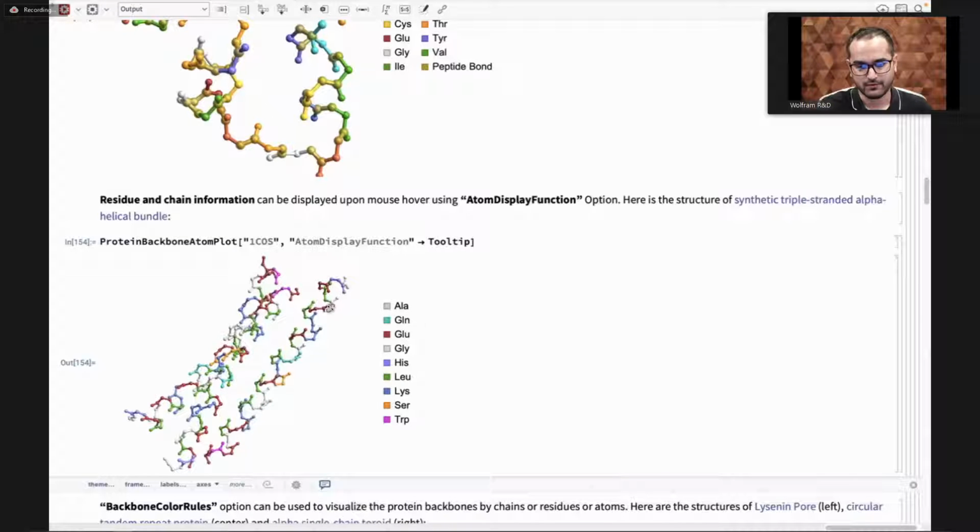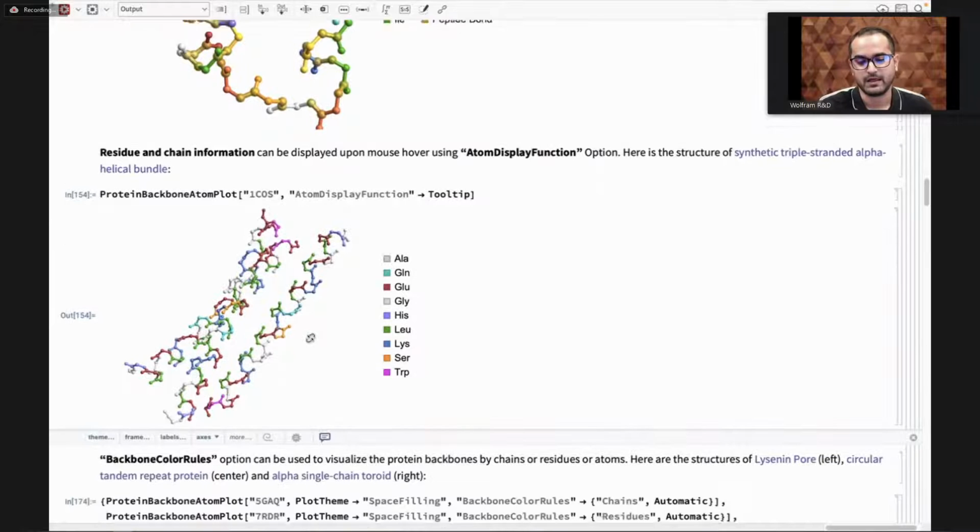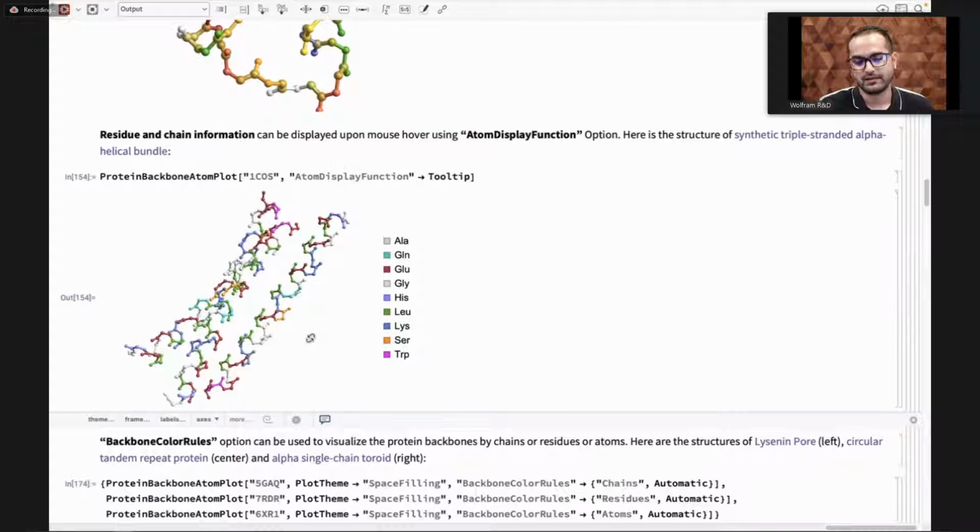if you can see my tooltip here, if you hover around a respective atom, it shows you what the chain is, what the amino acid is, and what the residue number is, which can also be helpful if it's a large protein, right? So as I said at the beginning of explaining this function, you can also visualize the protein structures based on atoms or chains.